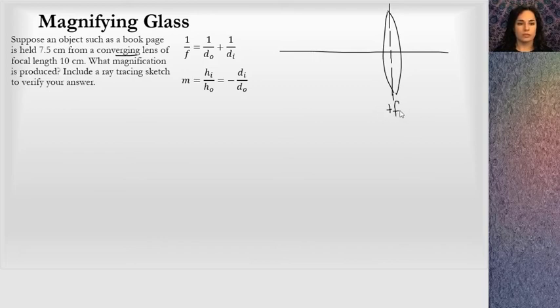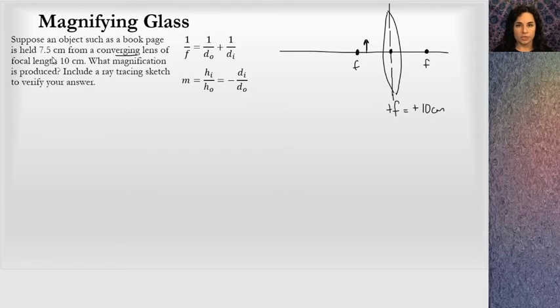I'm going to note that this is a positive focal length, and it is a positive 10 centimeters. What I do is I draw the two focal points in here, 10 centimeters one way, 10 centimeters the other way. Remember, thin lenses have two foci. You can call this F1 and F2, whatever you want to do there. I don't label them differently. I keep track of them. Let's put an object in here. Here is the book page, and it is 7.5 centimeters away from that lens.